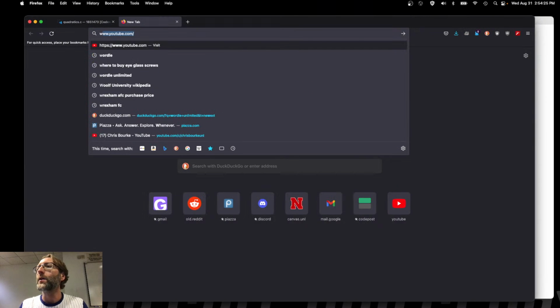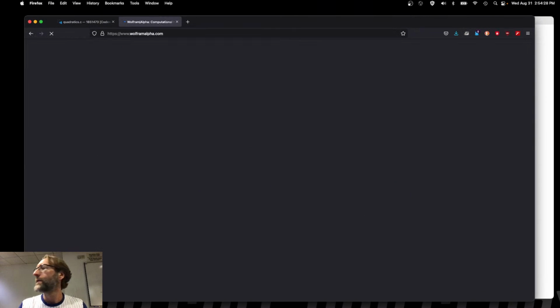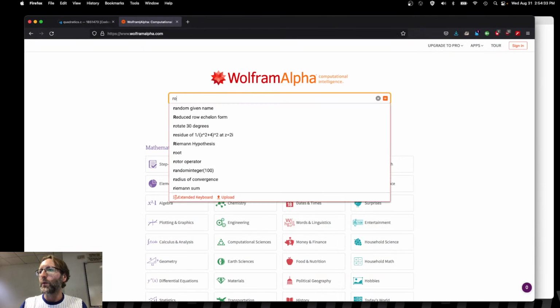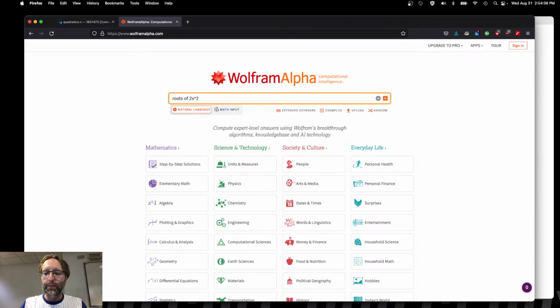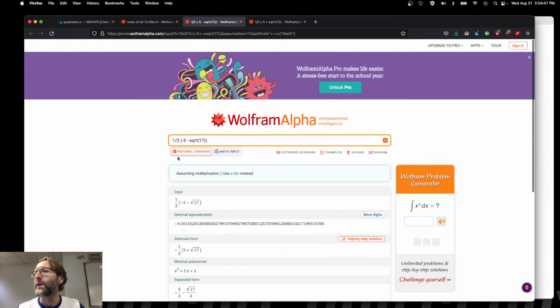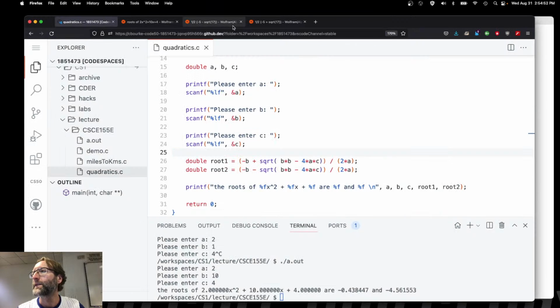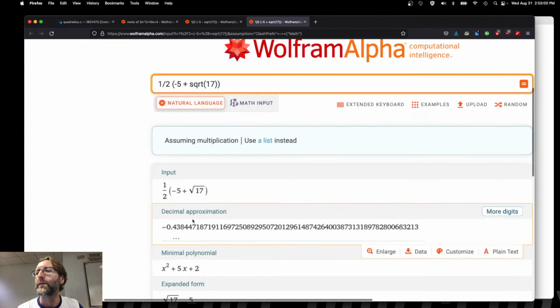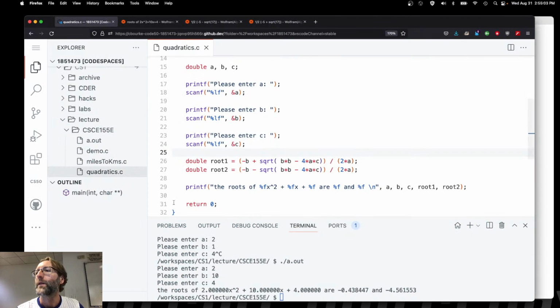I'm going to pull out my calculator called Wolfram Alpha. And what were my coefficients again? 2, 10, and 4. Roots of 2x squared plus 10x plus 4. It always gives you the answer symbolically. That's okay. You can click on it. Negative 4.56. The other one should be negative 0.43. And it is negative 0.43 right here. Excellent calculator.